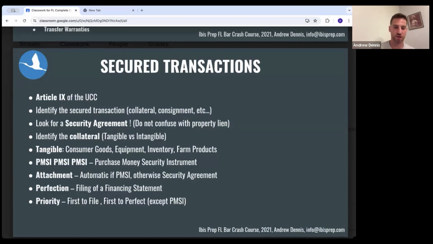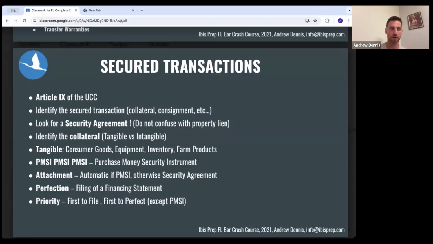So PMSI, a purchase money security interest. A PMSI is when the money that is borrowed is used to purchase the collateral itself. And that, if it's a consumer good, automatically gives the lender top priority in terms of perfection. If it's a non-consumer good, there's a 20-day grace period after attachment where they can perfect anytime within those 20 days and they'll have priority.